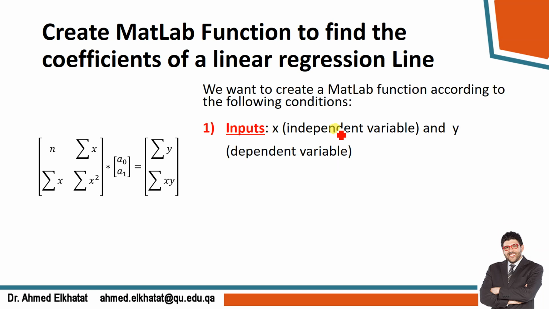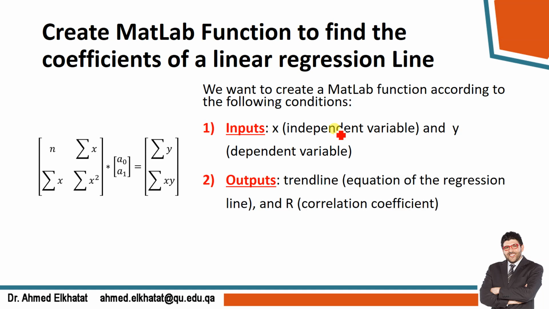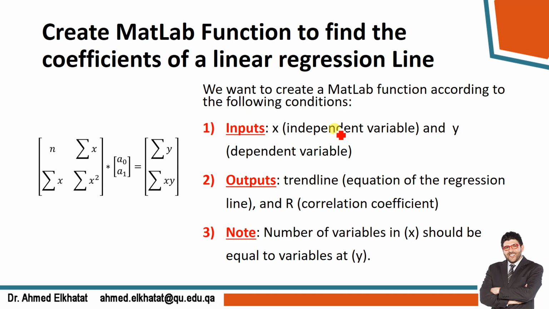So first we have put our assumption. We have inputs, so we have x as independent variable and we have y as dependent variable. Also we need output, trend line, equation, and we need to find the correlation coefficient. So this is our requirement. The first important step is to check if x and y are equal. If they are not equal, then I can't find anything and I should get an error message.